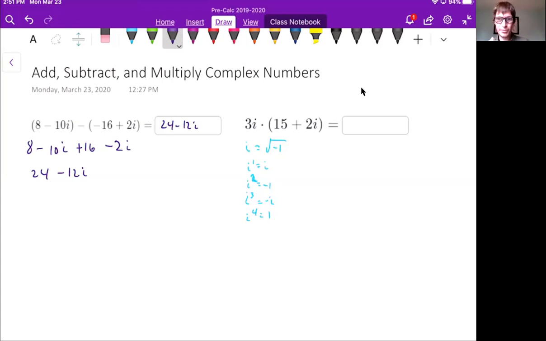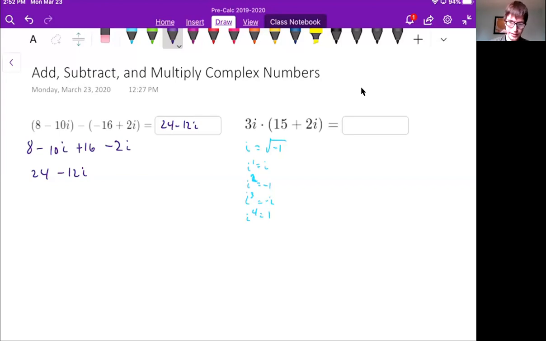Now we get to multiplying complex numbers. It gets a little bit more complicated, but it's still pretty straightforward. All we have to do is remember a few important rules. For example, i is the square root of -1. And then what it means is we have i to certain powers from before. i to the first is i, i to the second is -1, i to the third is -i, i to the fourth is 1, and so on. After that, i to the fifth is i again, and i to the sixth is -1 again, and so on and so forth.